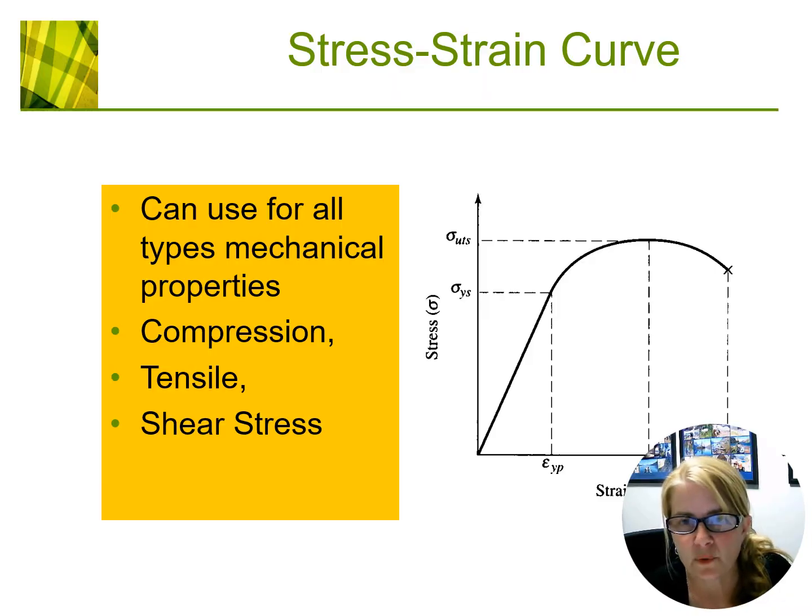On this slide, it's showing the stress-strain curve. We can use this for all of the mechanical properties that we've been talking about, the compression, tensile, and shear strength. Under the stress side, we're measuring that in megapascals. So MPa is the abbreviation. 1 MPa is equal to 145 pounds of force or stress per square inch. Star, star, star. 1 MPa is equal to 145 pounds per square inch of stress.